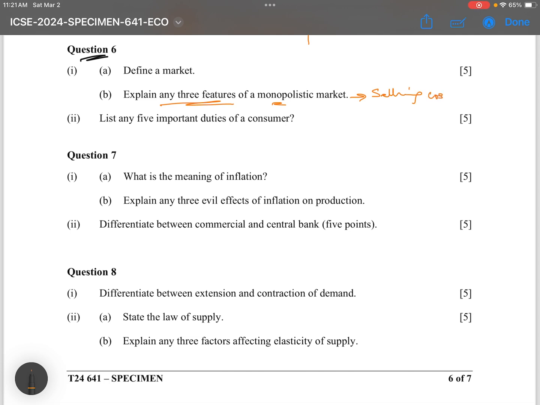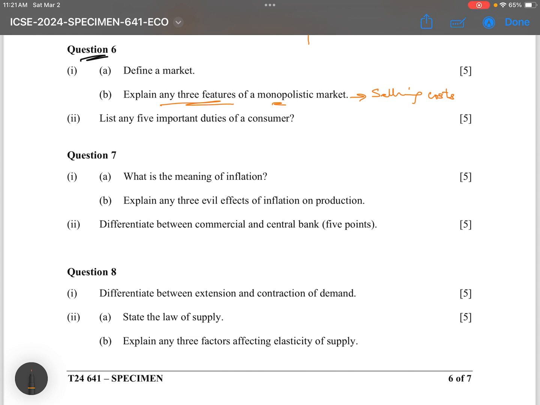Now, I always advise children that you should pay attention to the main features. So when you have, let's say, 7, 8 points, pay attention to the main ones. The first 3, 4 ones are usually the most important ones. It gives a good impression. It also tells the examiner that you know your concepts well.